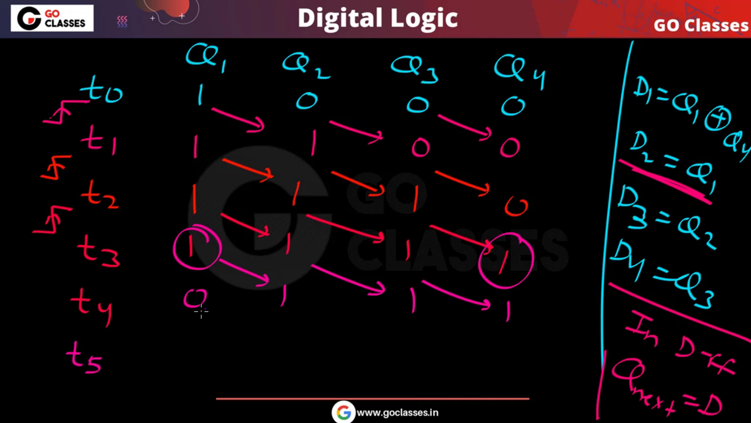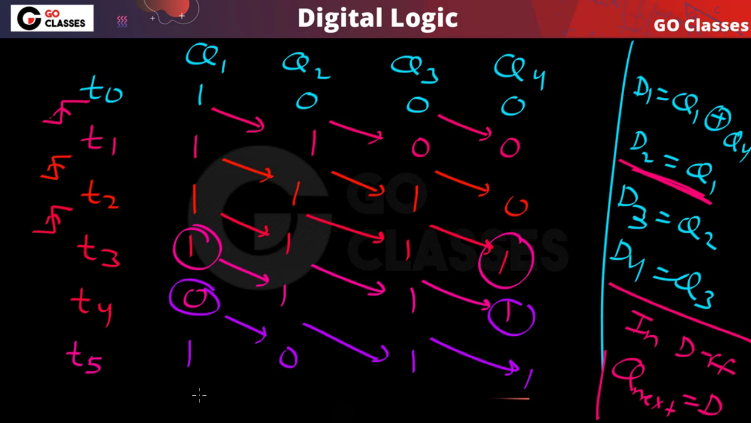Again after one more clock pulse, what will happen? This 0 and this 1, that will become 1. This 0 will go here, this one will go here, this one will go here. Now similarly you can just keep doing. Like this you just keep going.